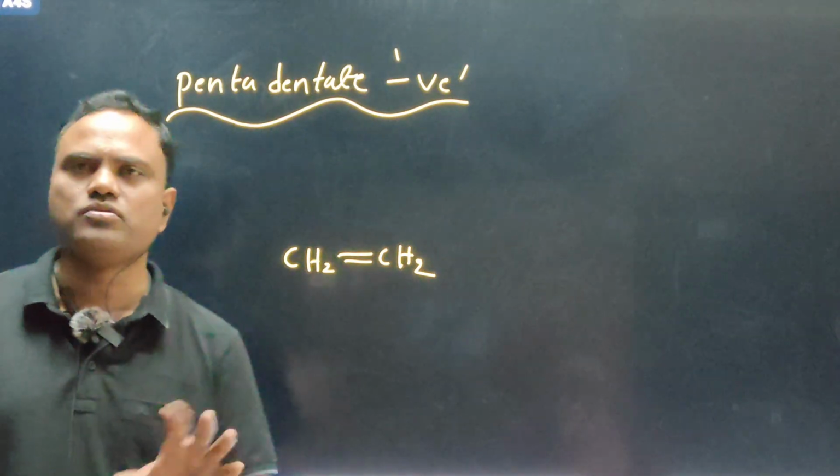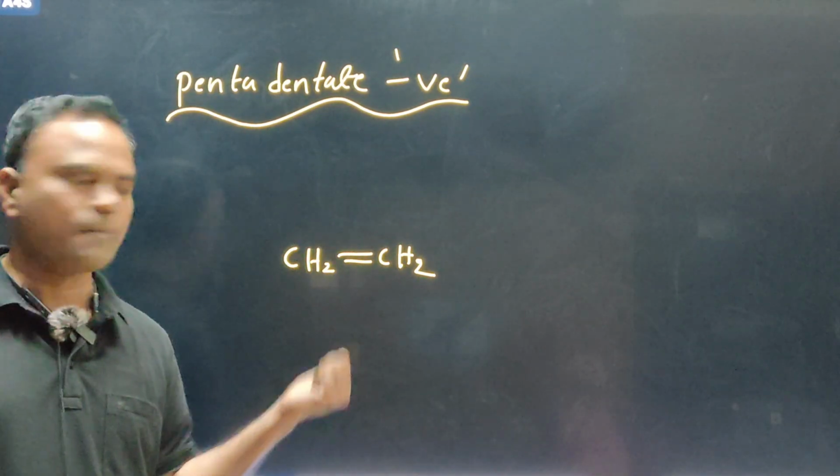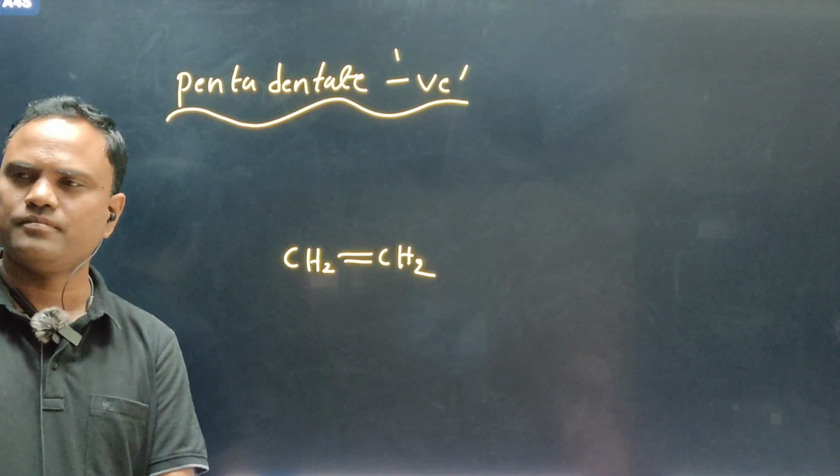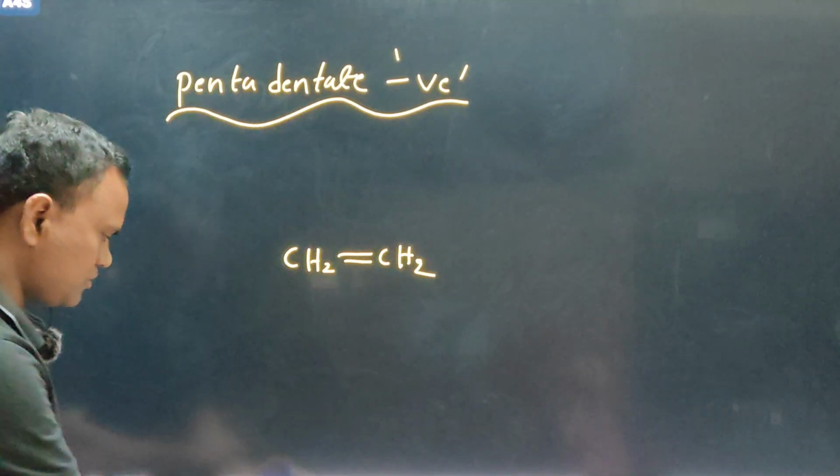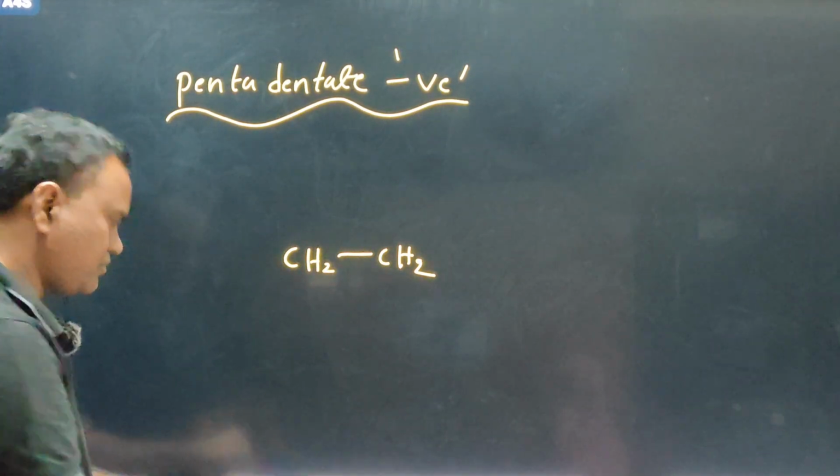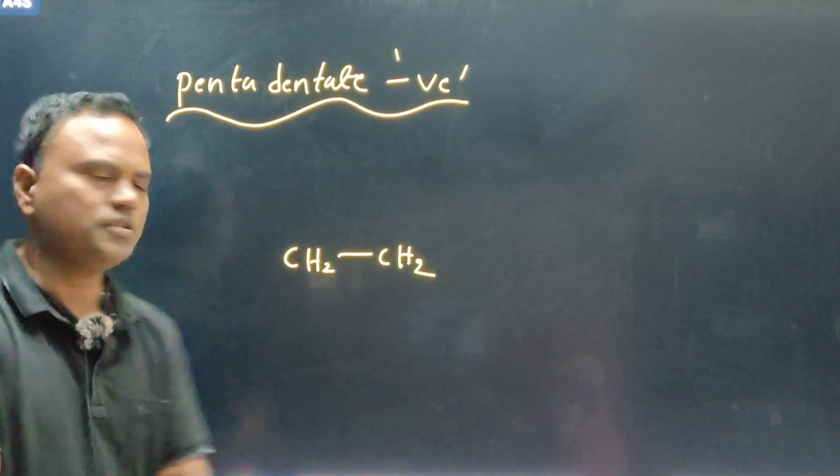Generally, it is a complex ligand. So see the procedure, how I am drawing. What is its name? Ethylene. One bond is removed.